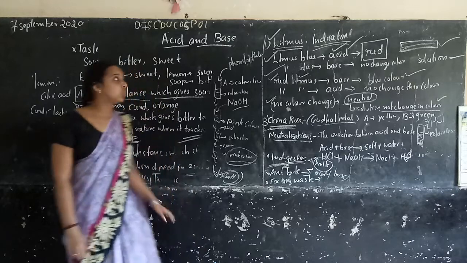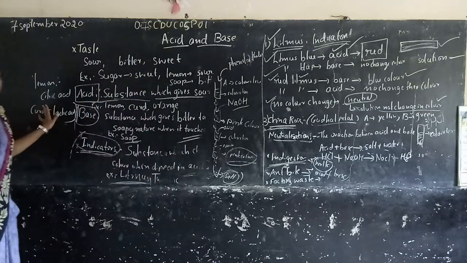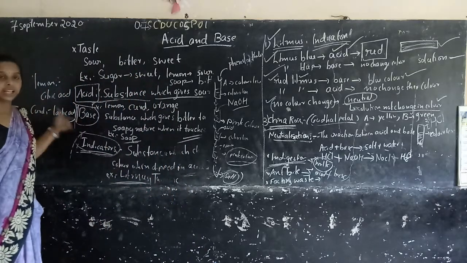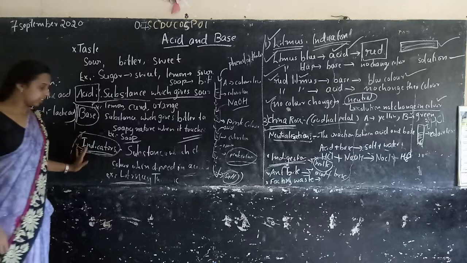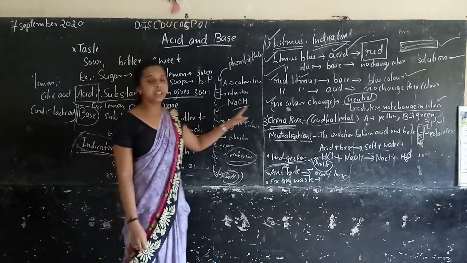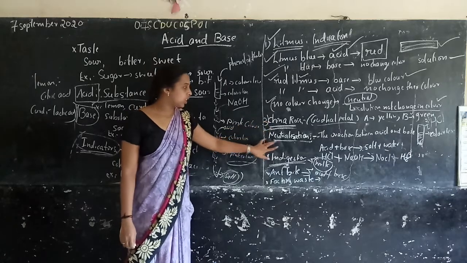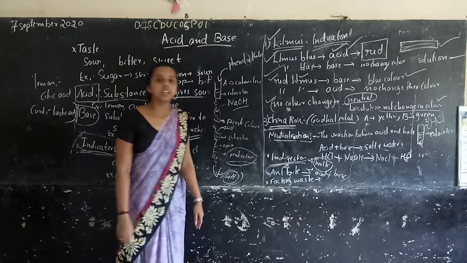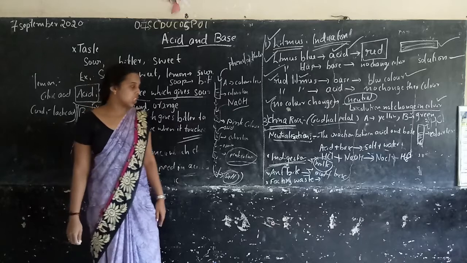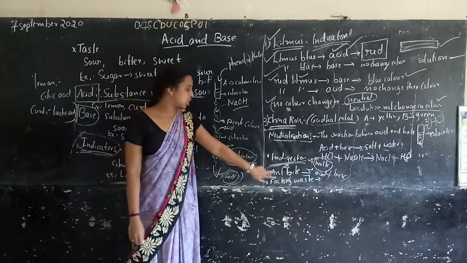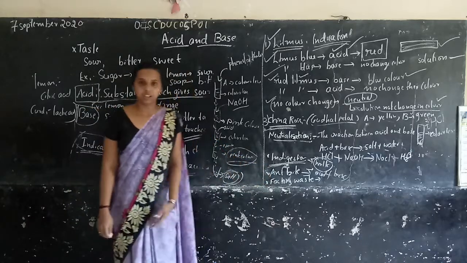Okay children, in this class we studied the definition of acid and base, examples, what the indicators are, how indicators like litmus and China rose work, then what a neutralization reaction is, and how acid-base reactions take place in indigestion, ant bite and factory waste.